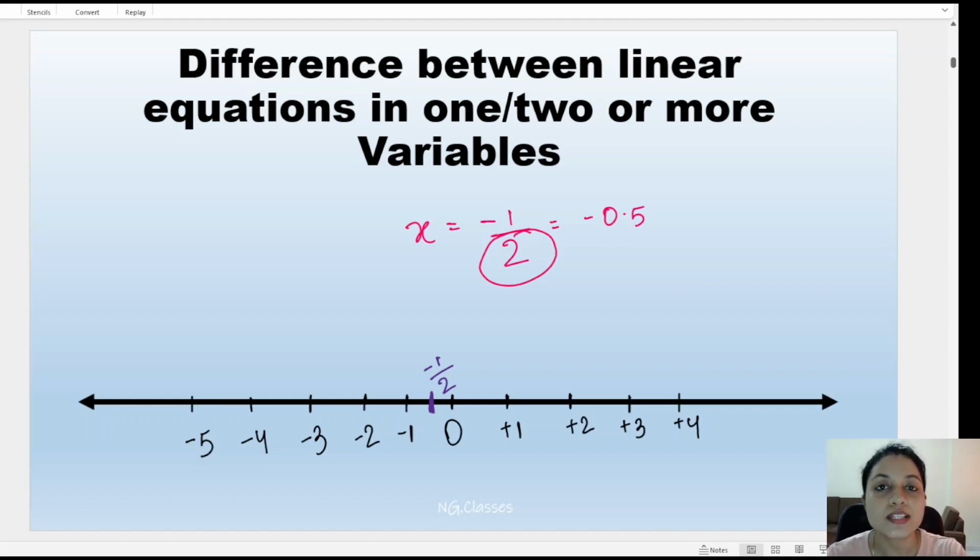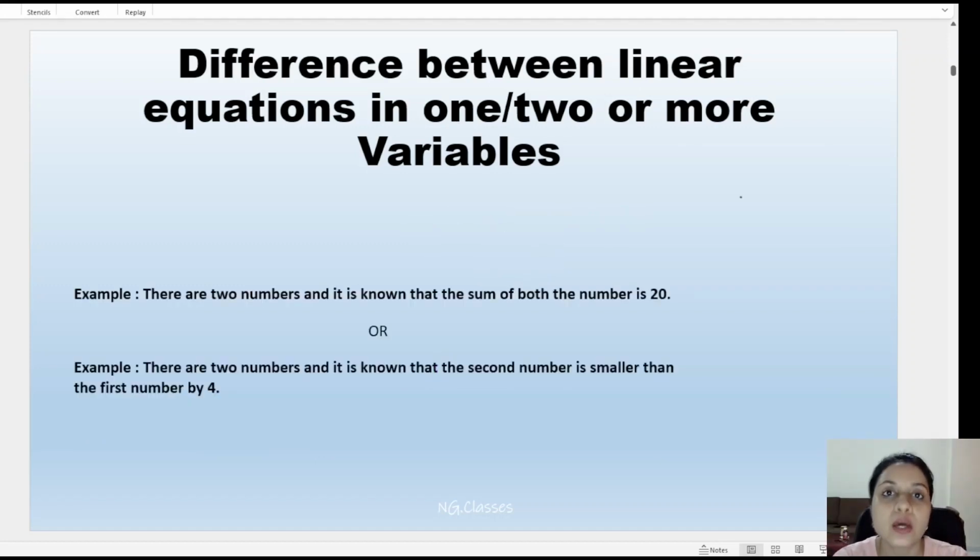Same process we will discuss here for linear equation in two variable. First we will see how to find the solution of linear equation in two variable. If the solution is unique or not, that also we will check, and we will also see how to represent it in Cartesian plane. Now let's see what's linear equation in two variable.